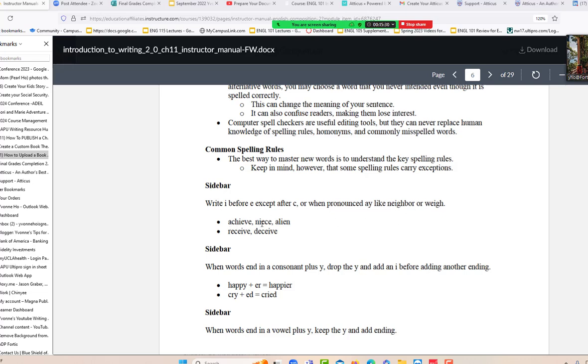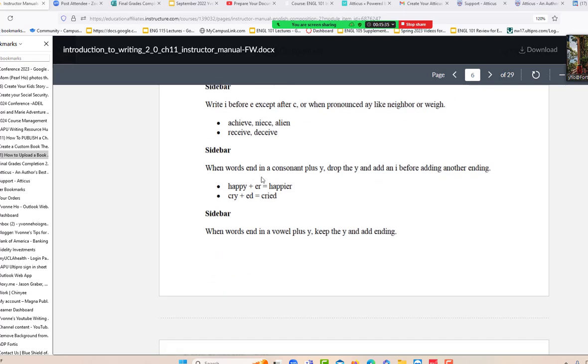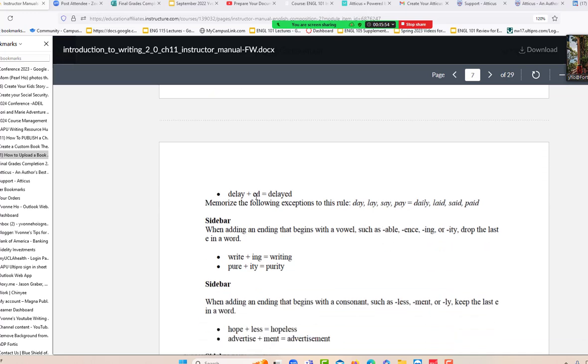So achieve, niece, alien, receive, deceive. When words end in a consonant plus Y, drop the Y and add an I before adding another ending. Happier, cried. When words end in a vowel plus Y, keep the Y and add the ending. Delayed. Memorize the following exceptions to this rule. Day, lay, say, pay. Daily, laid, said, paid.